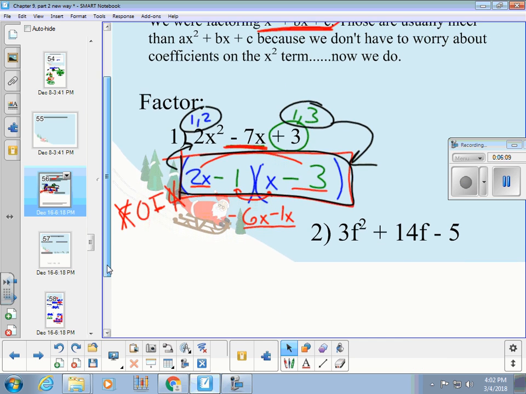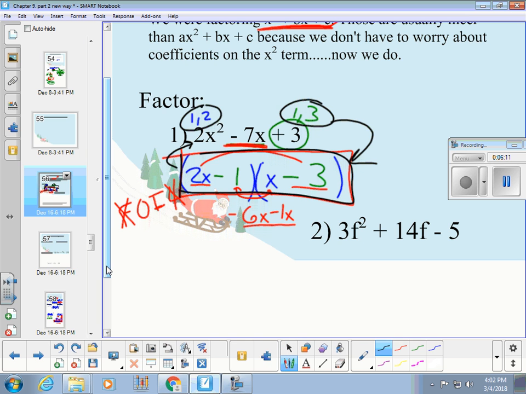Scrolling down here. So this one says 3f squared plus 14f minus 5. The more we do these, I will show you some strategies as well to keep in mind as you start to factor more trinomials. But the first thing I think we should always do is see, can we factor something out of all these terms? That can make our life a lot easier.